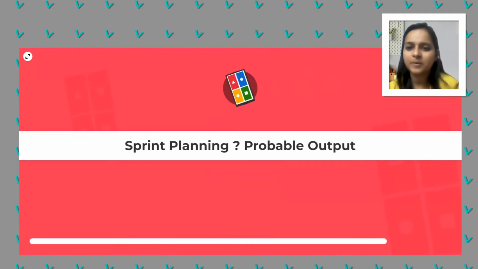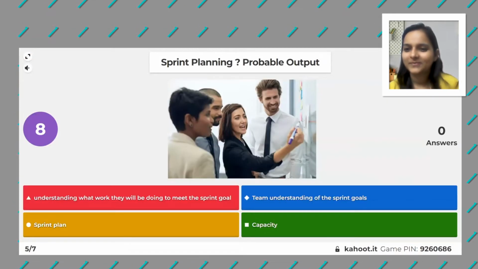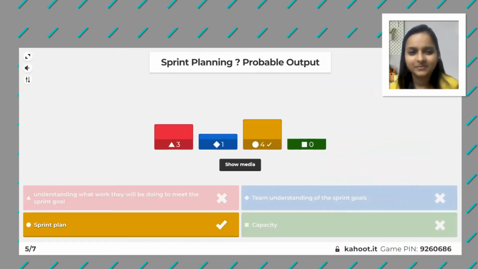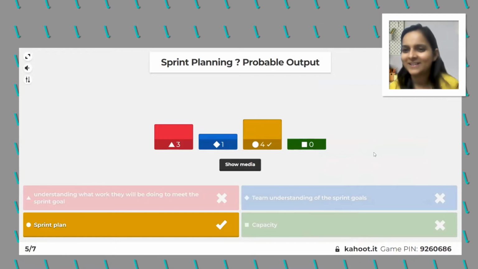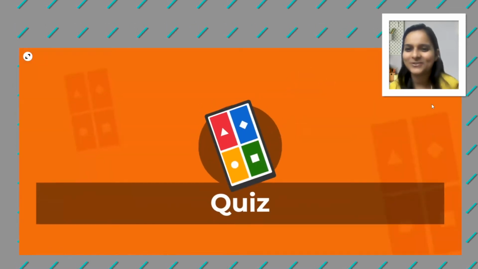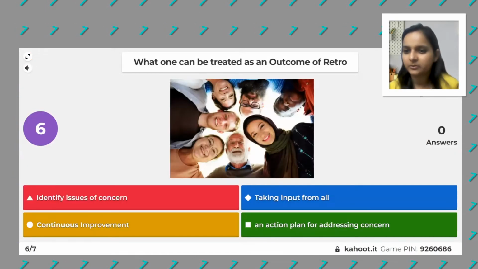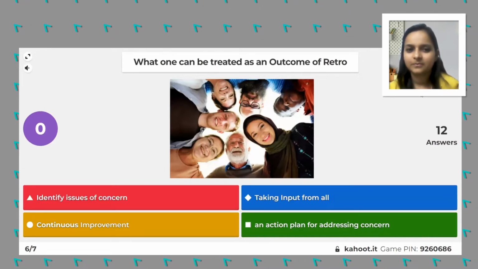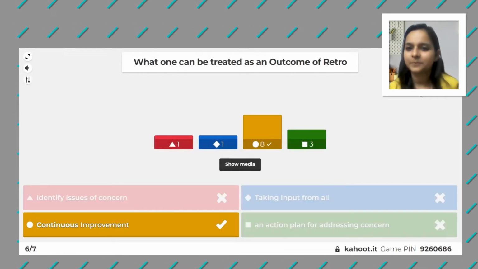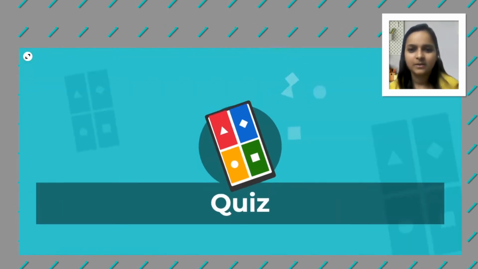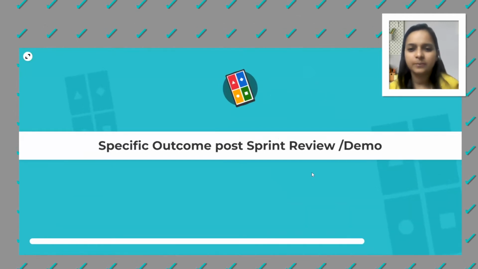Sprint planning. What is the probable output of sprint planning? Understanding what the work will be, capacity, team understanding the sprint goal. Sprint plan. Great. I'm having a great audience. I think they are all clear on outcome and output, which makes it easier for me. So how can we treat the outcome of a retro? Again, 5, 4, 3. Continuous improvement. Nice one. I think this is the last one, the specific outcome post-sprint review.